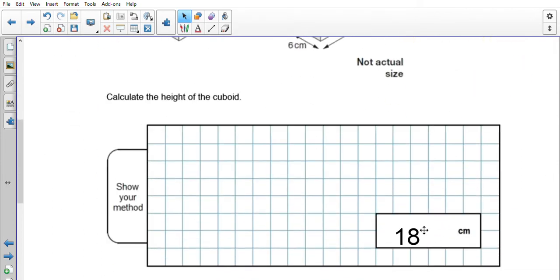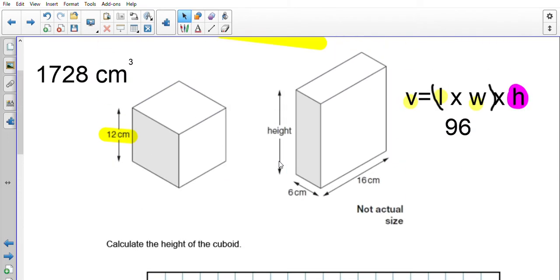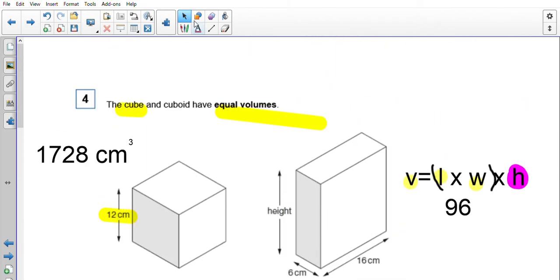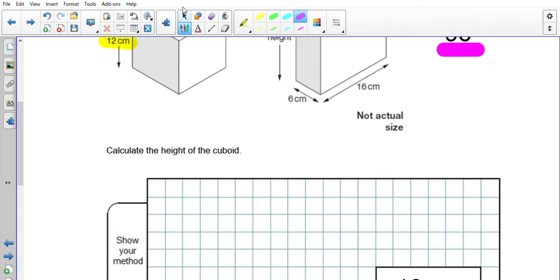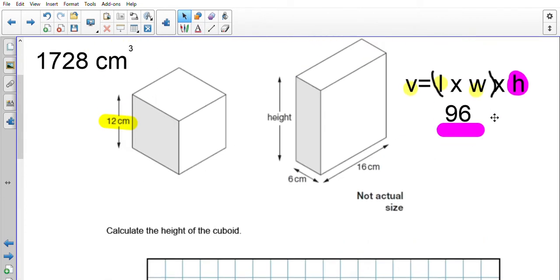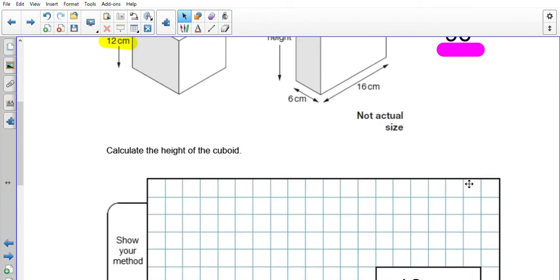For that one you are going to need to use your long division method, your formal method, and the most effective thing to do would be to write out your 96 times tables. In order to do that, 96 is a nearly number, it's nearly 100, so you just add 100, subtract 4 each time, and you'll quickly get your 96 times table written out, and then you'll be able to simply divide 1,728 by 96 to get your answer.